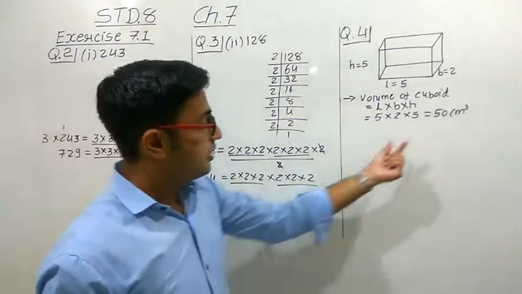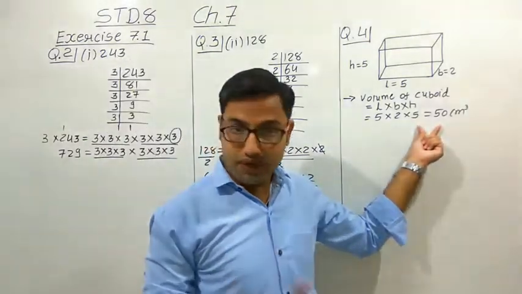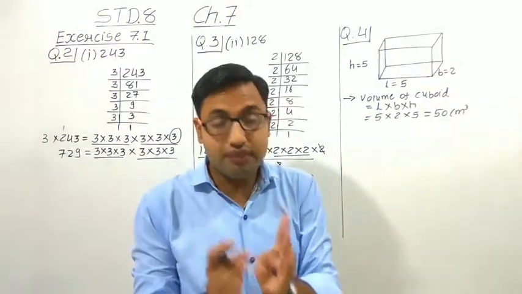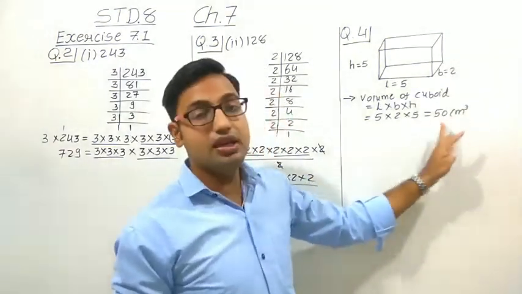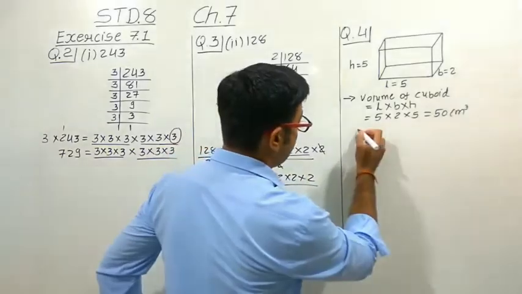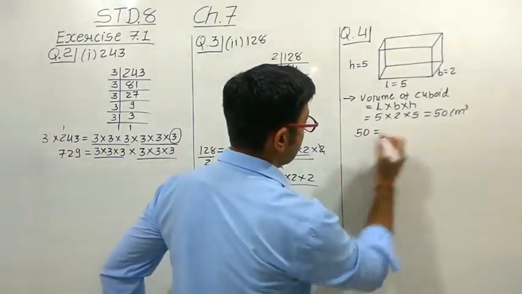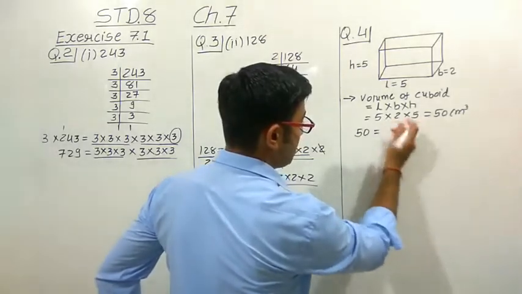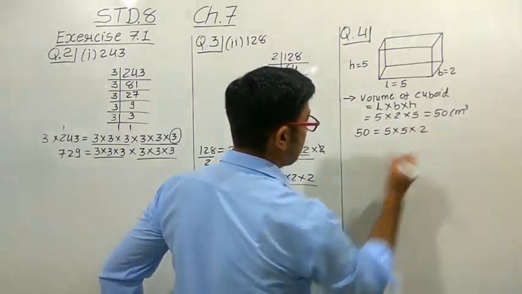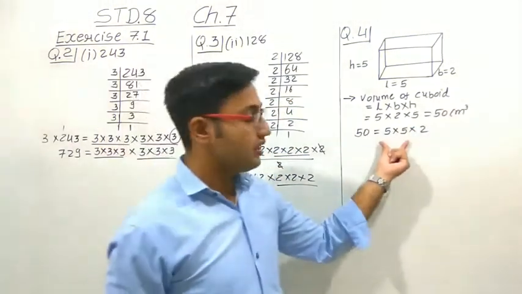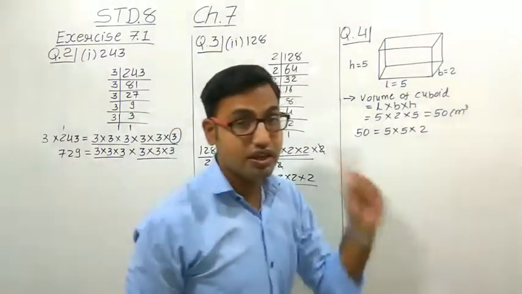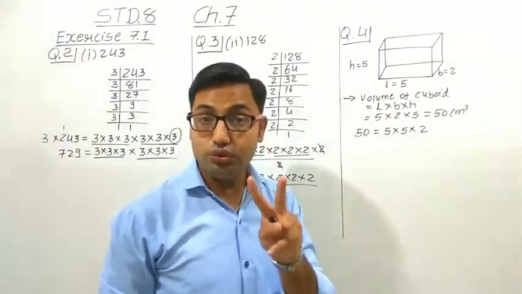In the same way, this 50 is not a perfect cube number. We have to multiply this 50 with some whole number so that it can be a perfect cube number. Now see, we can write 50 as 5 into 5 into 2. To make three 5s here, we require one more 5. To make three 2s here, we require two more 2s.